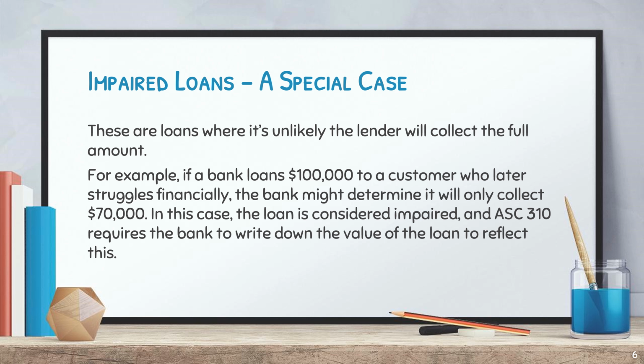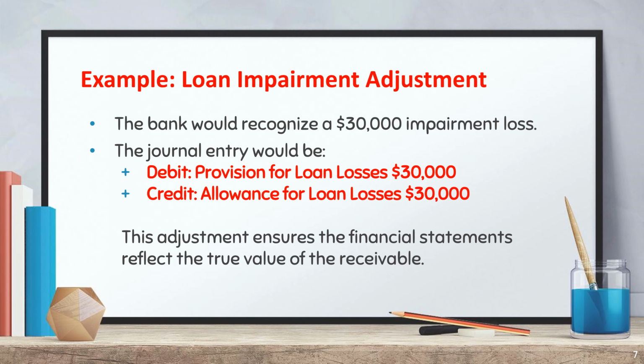Here's how it works. The bank would recognize a $30,000 impairment loss. The journal entry would be: Debit. Provision for loan losses, $30,000. Credit. Allowance for loan losses, $30,000. This adjustment ensures the financial statements reflect the true value of the receivable.